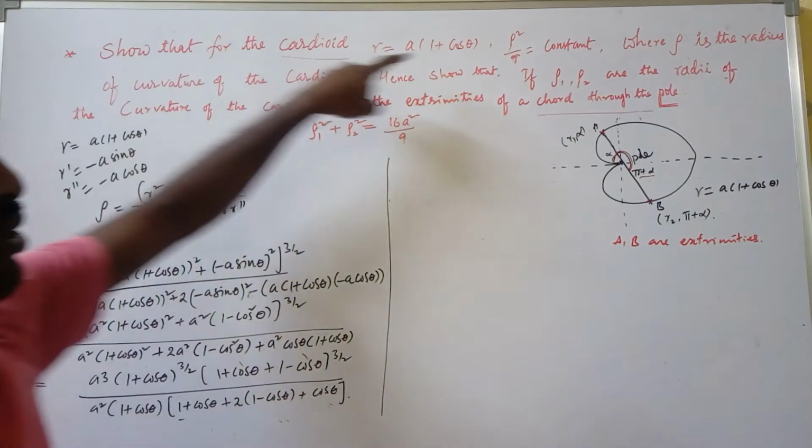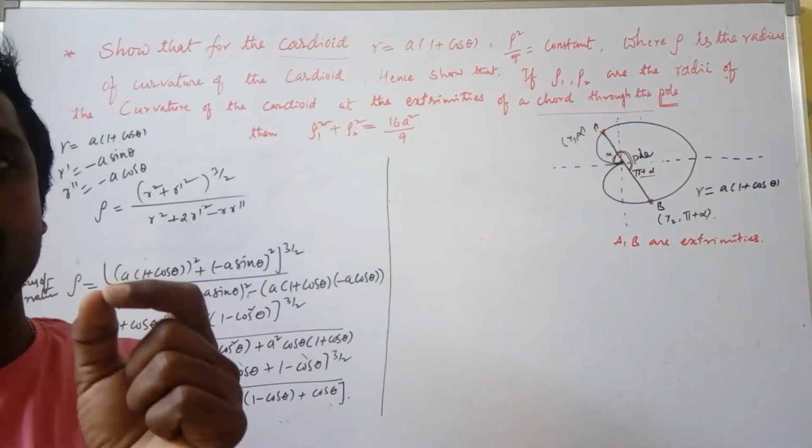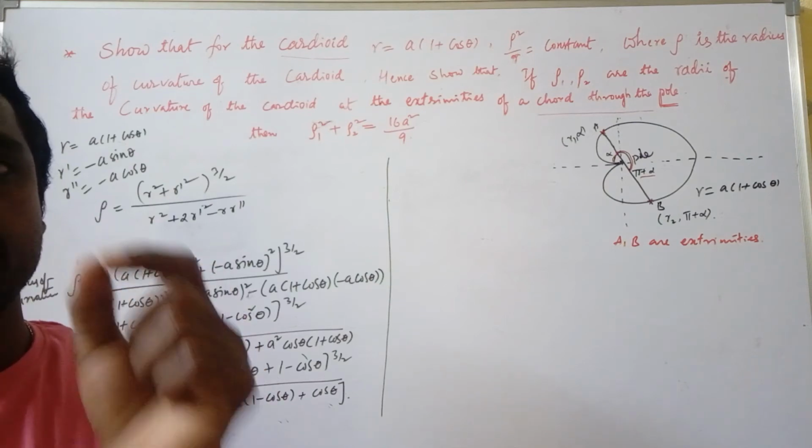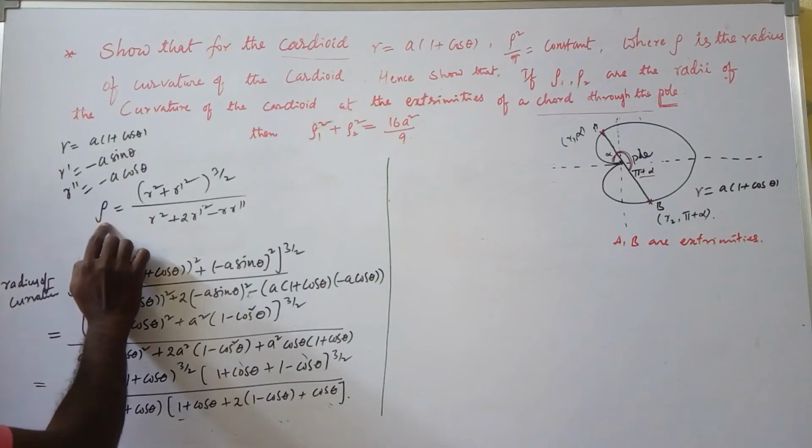We have to show ρ²/r equals a constant, where ρ is the radius of curvature of the cardioid at a general point. You should determine that first, as the first case. For that, you know the radius of curvature formula is ρ.